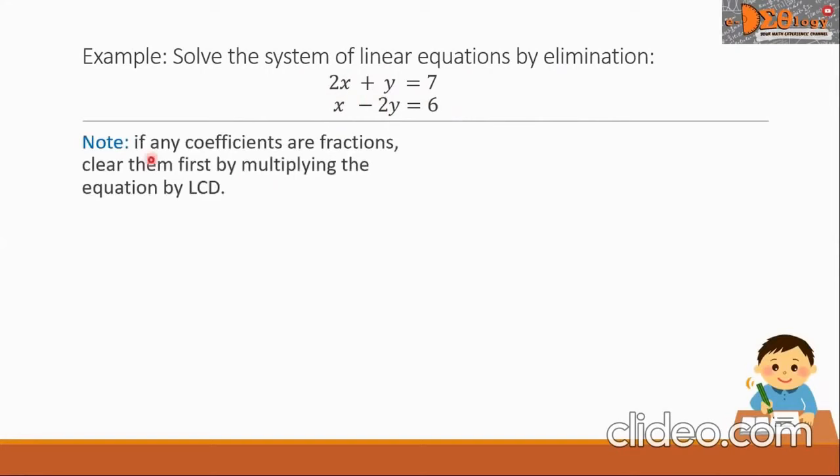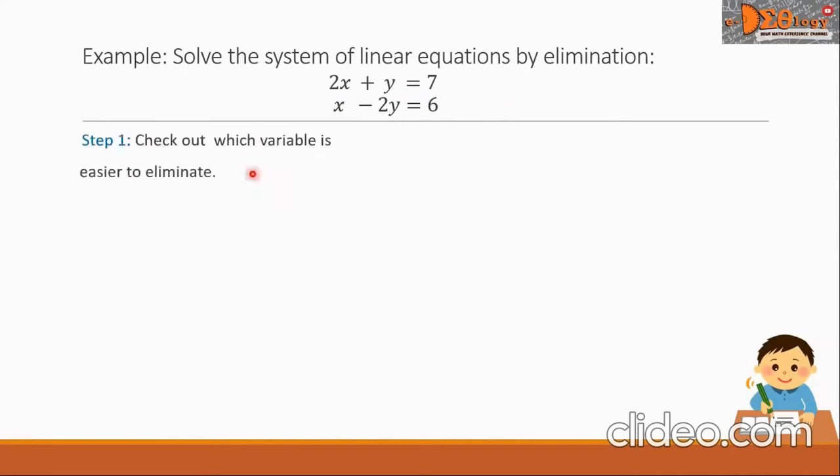There is a note that if any coefficients are fractions, clear them first by multiplying the equation by LCD, or the least common denominator. But in our example here, there is no fraction. So let us proceed with step 1. Check out which variable is easier to eliminate. We have the variable x for the 2 equations, and the variable y for the 2 equations.